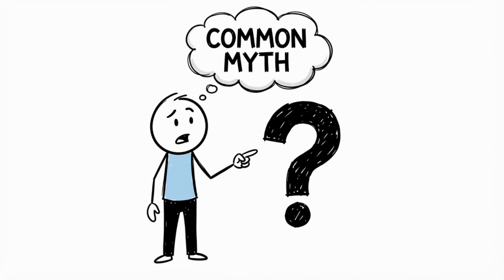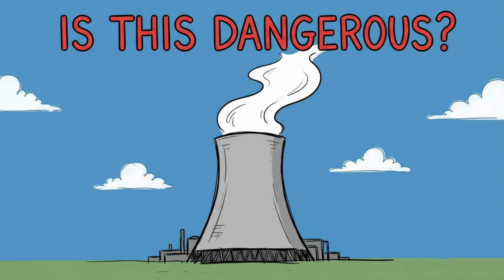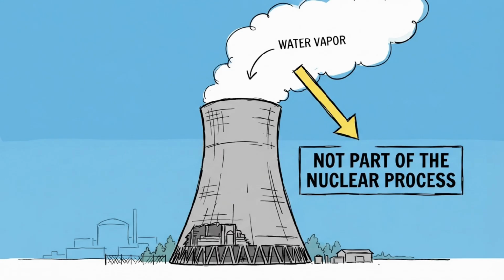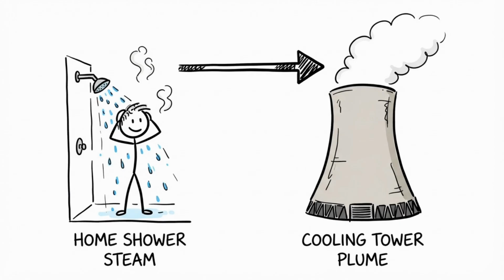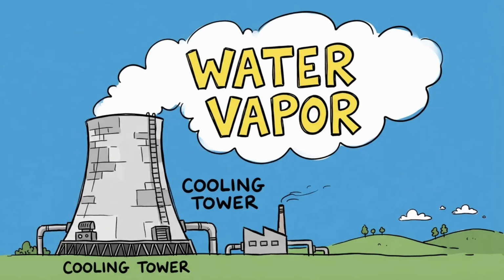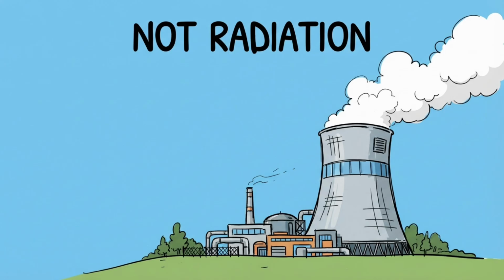Here's a common misconception worth clearing up. Many people picture the thick white plumes rising from cooling towers and assume that's dangerous smoke or radioactive steam escaping into the air. It isn't. Those towers aren't part of the nuclear process at all. They're simply releasing excess heat by evaporating ordinary water, the same way steam rises off a hot shower. What you're looking at is just water vapor, not radiation.